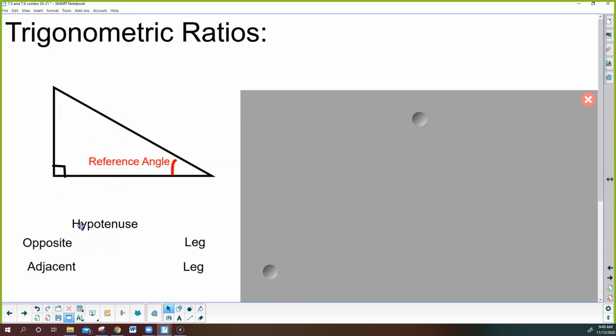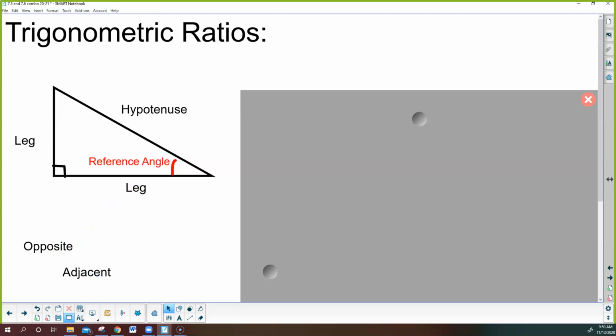So what I want to do then is drag these words into the correct spot. And probably the easiest one out of all these is the hypotenuse. Hypotenuse is always across from the 90-degree angle, and it's always the longest side. We've talked about that before. And then we've talked about the two side lengths that make up the 90-degree angle are called legs. So that's nothing new as well. However, now we're going to actually call them opposite and adjacent.